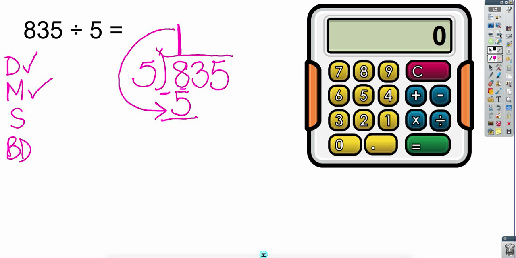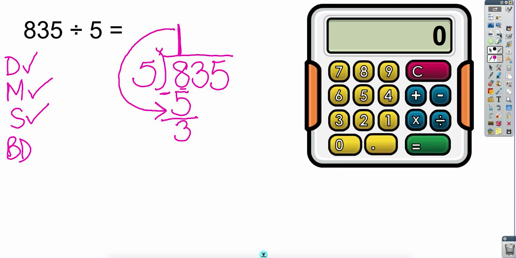Since I asked myself how many times 5 is going into 8, I am only working with the number 8 right now. So 1 times 5 is 5. I put it under the 8, because remember, we're working with 1 digit here. So now I'm ready for my subtraction. It's 8 take away 5 is 3. Give myself a check.